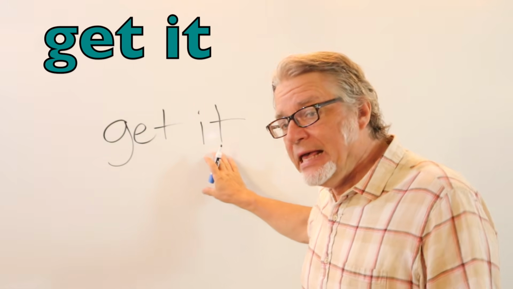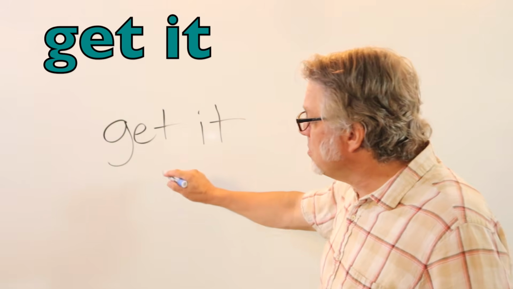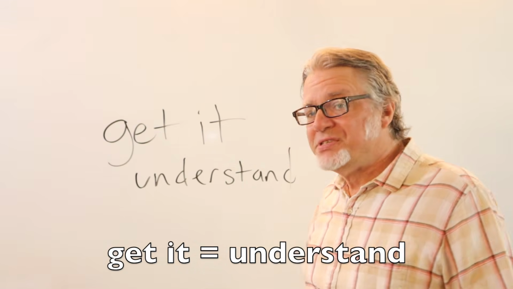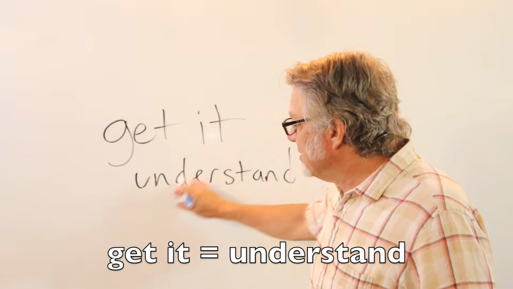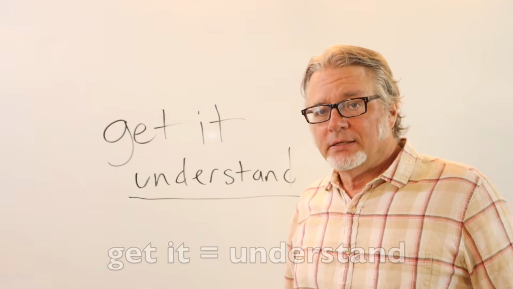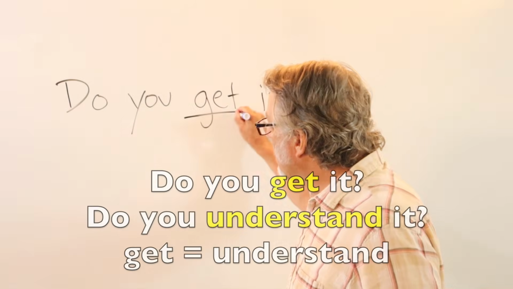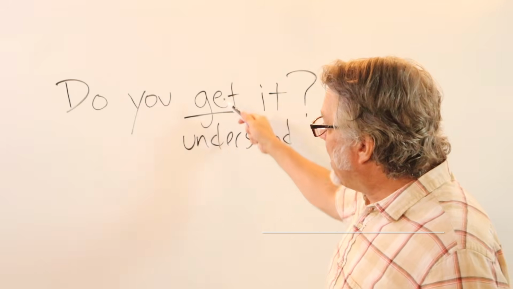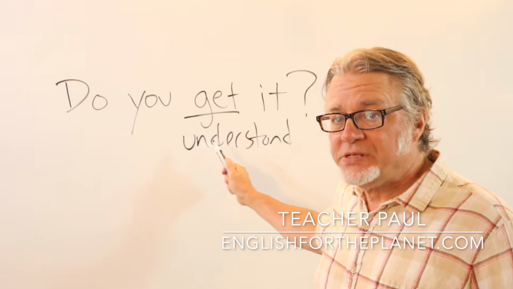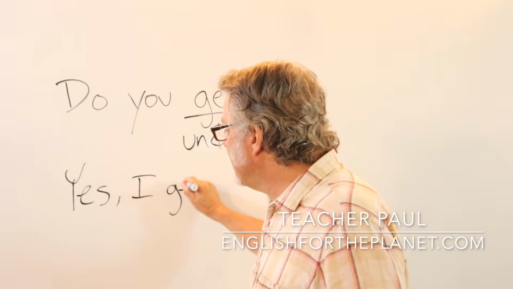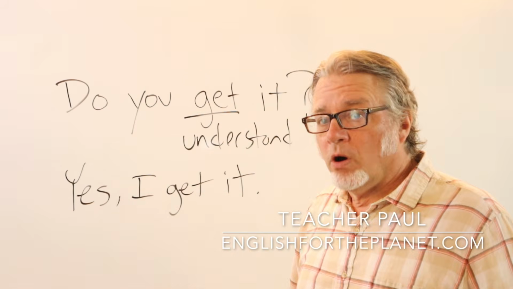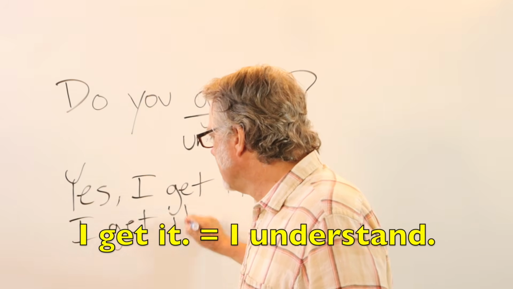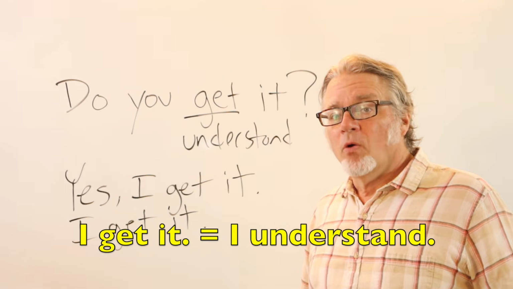In this video, I'll show you how to use "get it" when a person understands something. We use "get it" for understanding. Do you get it? Or do you understand it? You could use either verb, get or understand. Yes, I get it. Or you could just say, I get it.